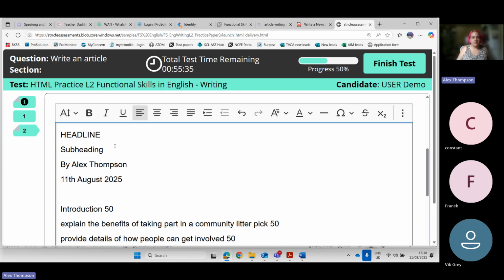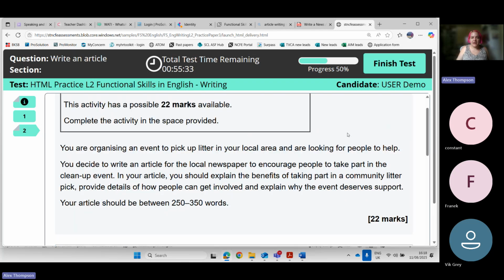Okay, so I'm going to think about 3 things. I'm going to think about my purpose, my audience, and my format. So my purpose, why am I writing? I am writing this, it said, to encourage people, to persuade people. So I'm going to think about what techniques I can use. See, I'm making notes. What techniques can I use in order to try and be persuasive?